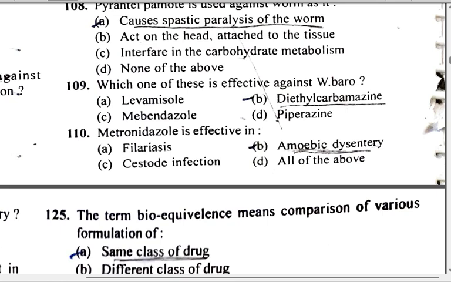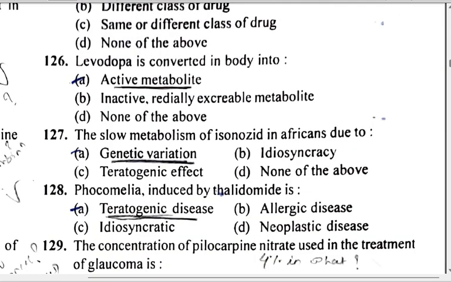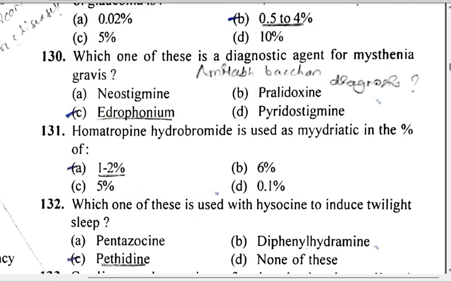The term bioequivalence means comparison of various formulations of same class of drug. Levodopa is converted in body into active metabolite. The slow metabolism of isoniazid in Africans is due to genetic variation. Phocomelia induced by thalidomide is teratogenic disease. The concentration of pilocarpine nitrate used in the treatment of glaucoma is 0.5 to 4%.